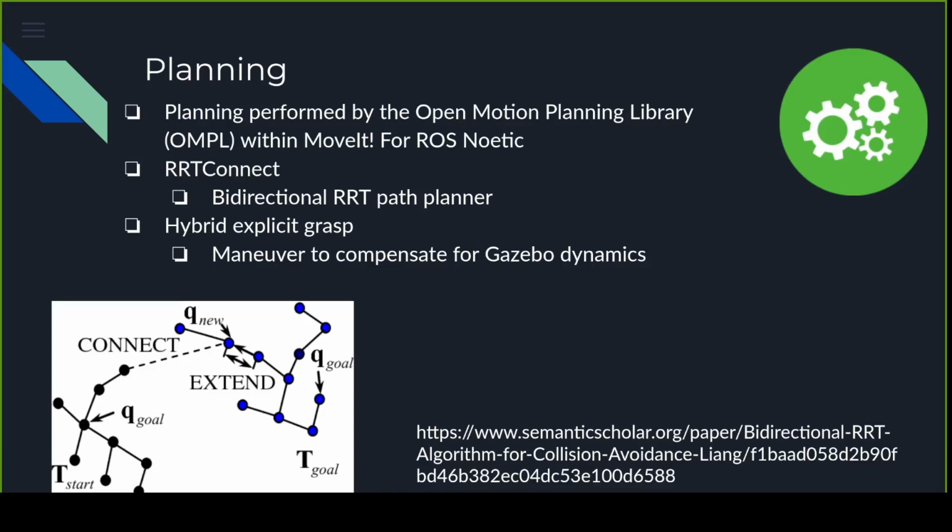So for planning, planning was performed using the Open Motion Planning Library, OMPL, within MoveIt. We utilized an RRT Connect algorithm. This is a basic bidirectional RRT path planner. Like you can see in the diagram below, this is utilizing two trees, one at the start position and one at the goal position to achieve your overall path.